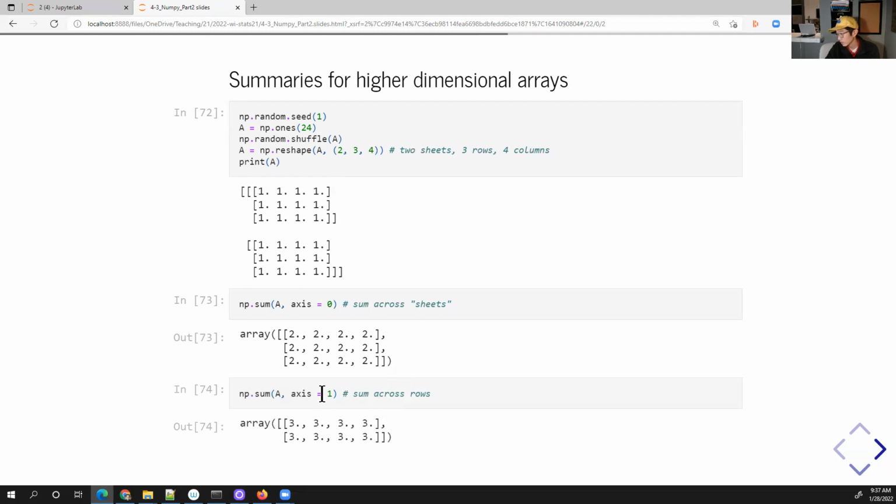Similarly, if I specify axis equals 1, we are going to collapse, or sum across, the rows. And so what are we going to end up getting? We're going to end up collapsing the rows. All 3 of these rows will get collapsed, but we still retain the fact that we have 2 sheets and 4 columns, so we get a 2 by 4 matrix full of the element 3. And then I guess this one got cut off.